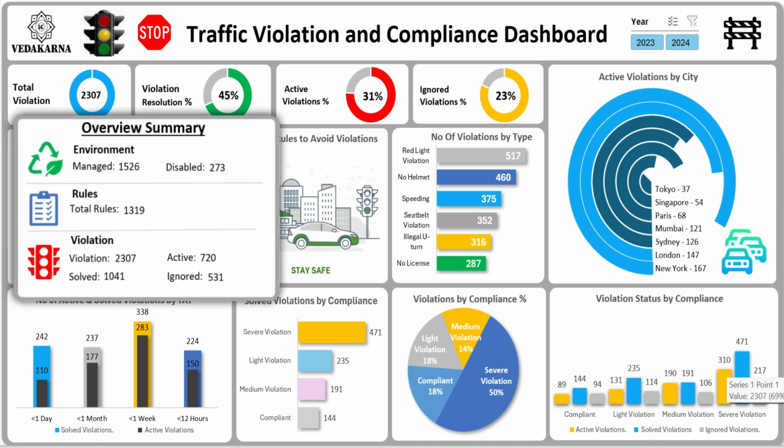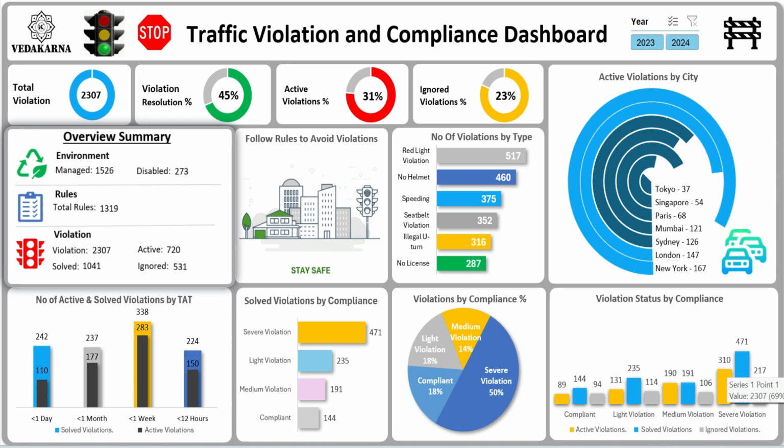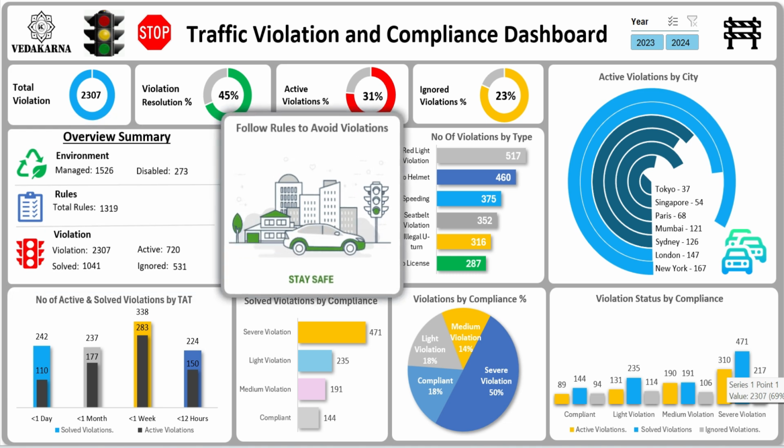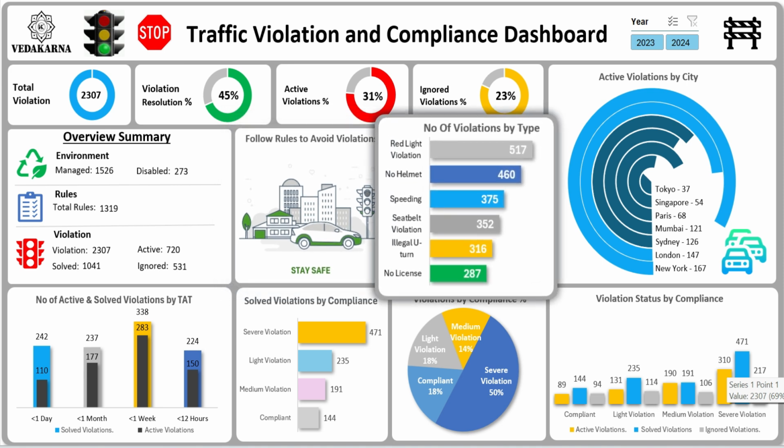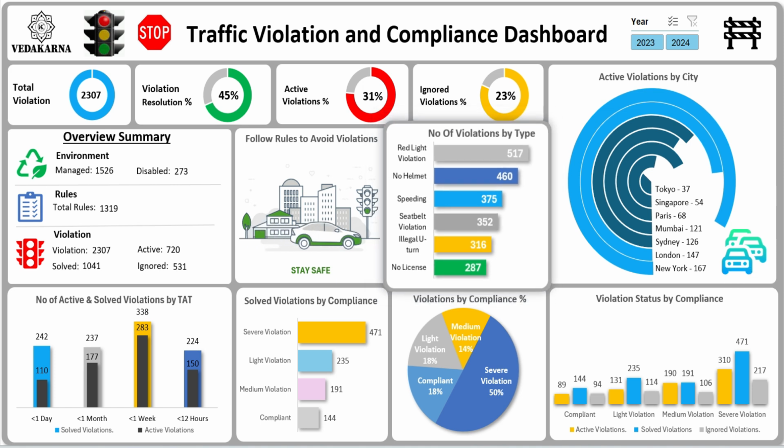On the left, the overview summary covers managed versus disabled environments, traffic rules enforced, and violation breakdown. In the center, an awareness section encourages safe driving with a reminder to follow traffic rules. Next, number of violation types. Breakdown highlights common infractions like red light violations, speeding, and helmet violations.